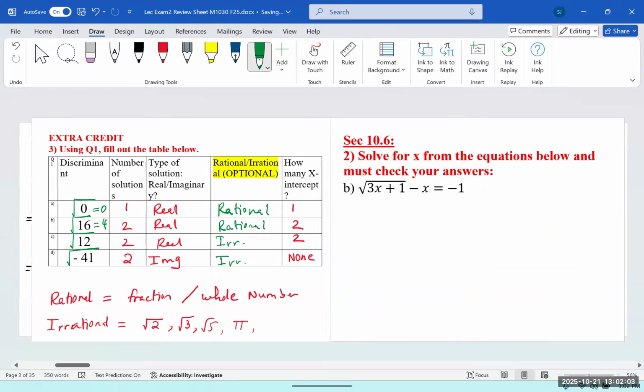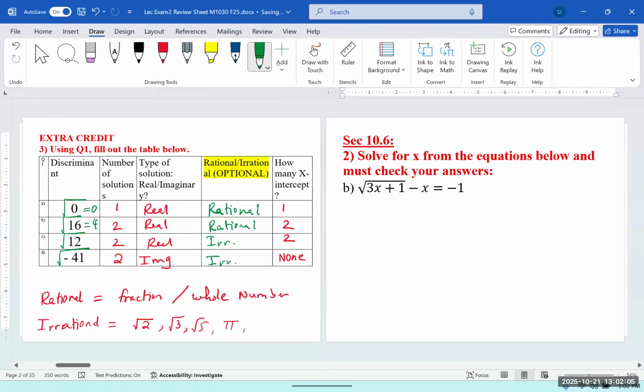Okay. The next one is radical. Do you remember about the bodyguards? Killing the bodyguards? So this radical, does it have any bodyguard next to it? What is our first step? Remove the x. So kill the bodyguard. So we have radical 3x plus 1 equals x minus 1. And now our radical is alone.